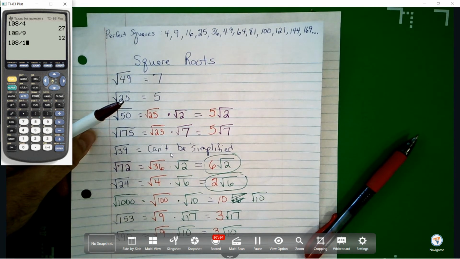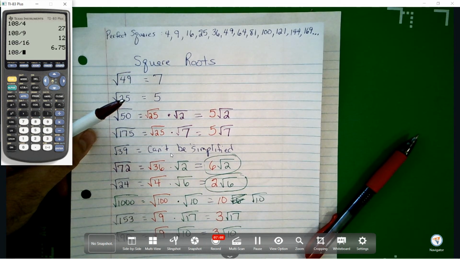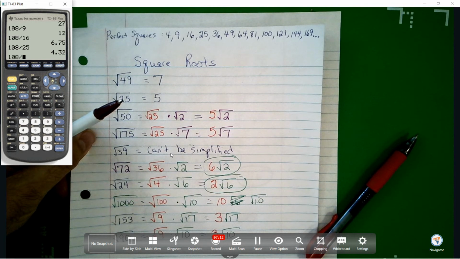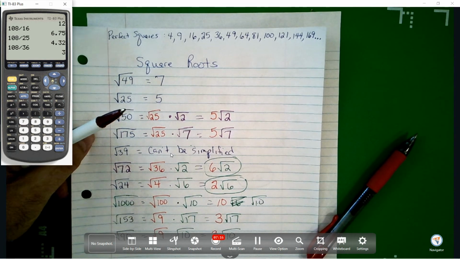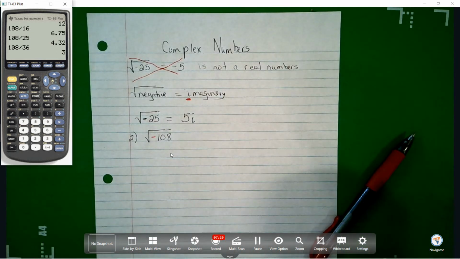16 doesn't, but there's a bigger one than 9 that does. 25 sure doesn't. What's the bigger one I'm thinking of? 36? What's 36 times 3? That's 108. So, I'm going to rewrite this.